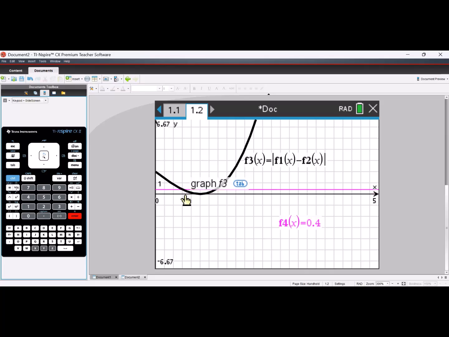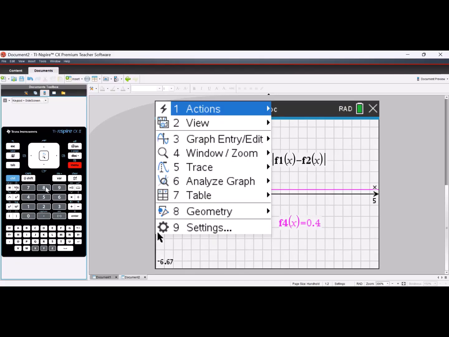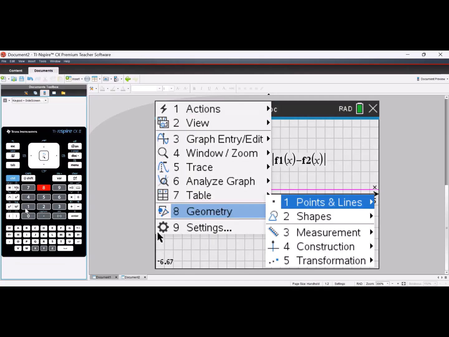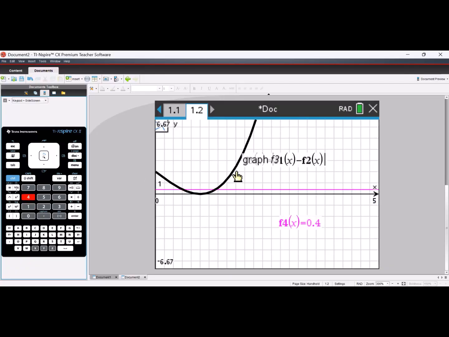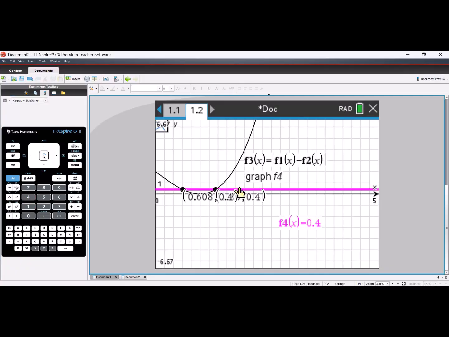So when the error is below 0.4, which is in between those two intersection points, I'm going to go to menu. I'm going to choose 8 for geometry, 1 for points and lines, and 4 for intersection points. I'll click on my error, click on my max error, hit escape to get out of that.